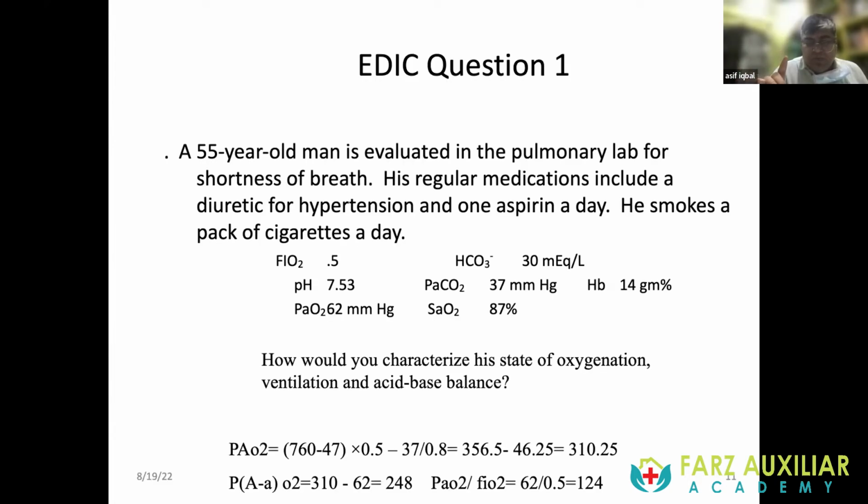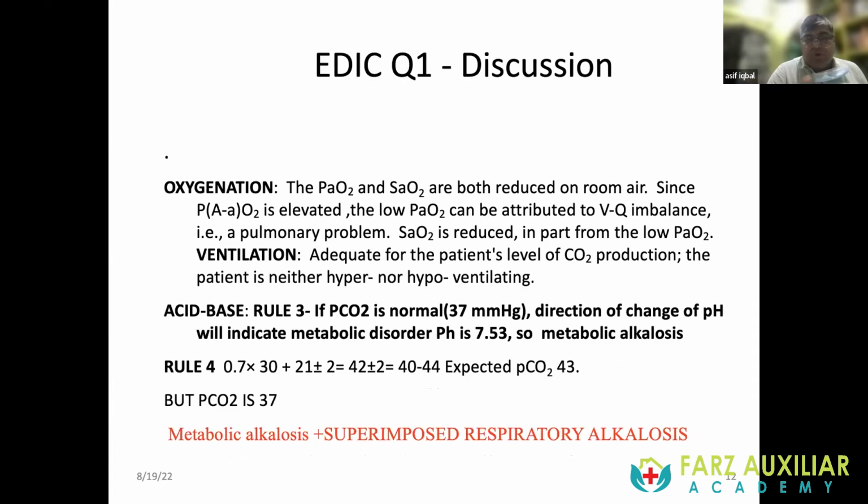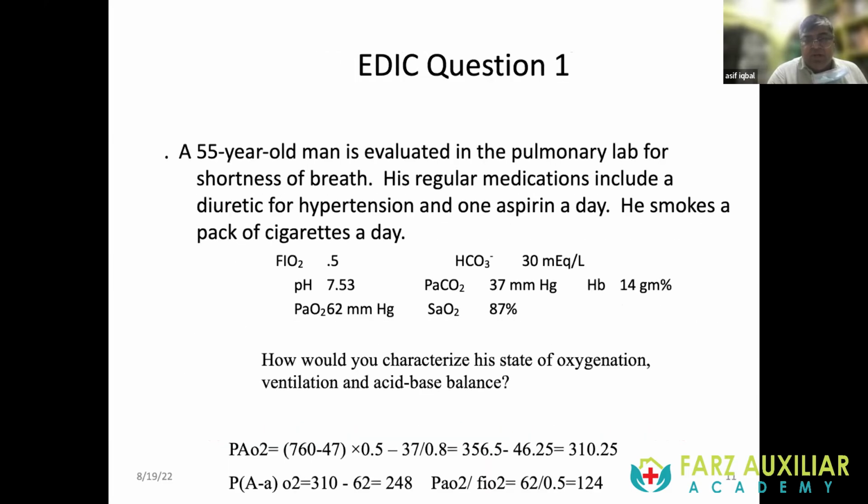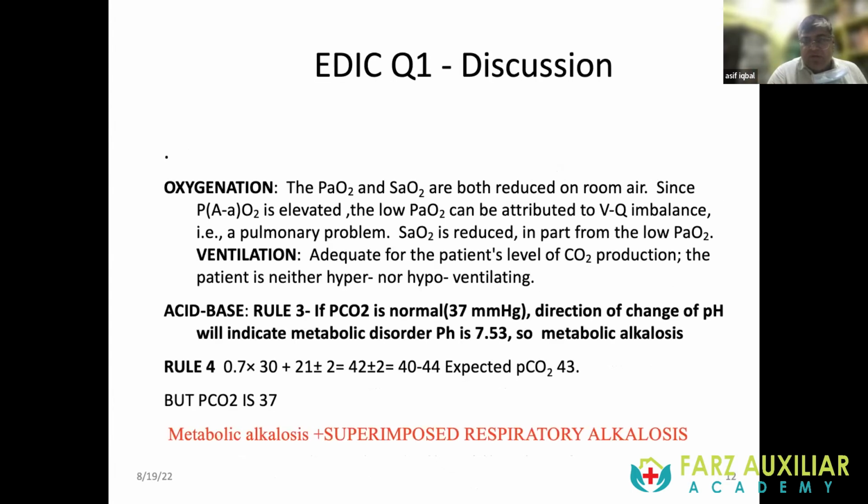So the PA gradient. So oxygenation, PaO2 and SaO2 are both reduced in room air. Since PaO2 is elevated, the PA gradient is elevated, and low PaO2 can be attributed to VQ imbalance. So there is a pulmonary problem, and SaO2 is reduced in part due to low PaO2. Regarding your ventilation, adequate level of carbon dioxide production, and the patient is neither hyperventilating nor hypoventilating. So PaCO2 is 37, meaning adequate.